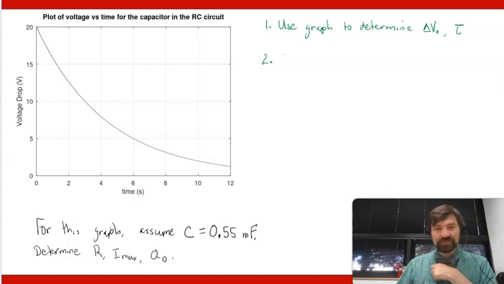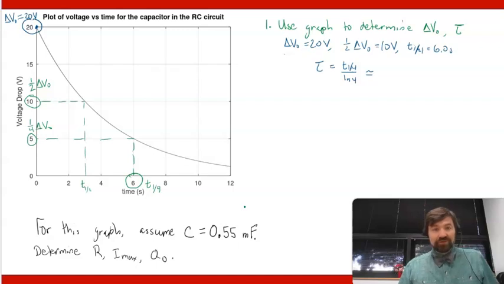Same process as before. The slight wrinkle, of course, is that the half voltage is 10 volts, which doesn't fall nicely on the grid. But if you go to the quarter voltage, that's 5 volts, it does fall nicely on the grid at 6 seconds. So the quarter lifetime is 6 seconds.